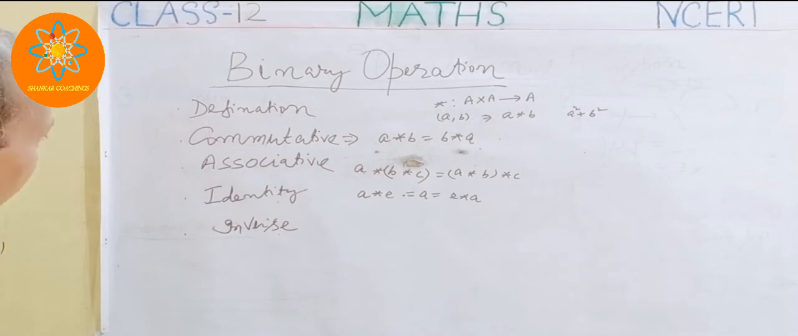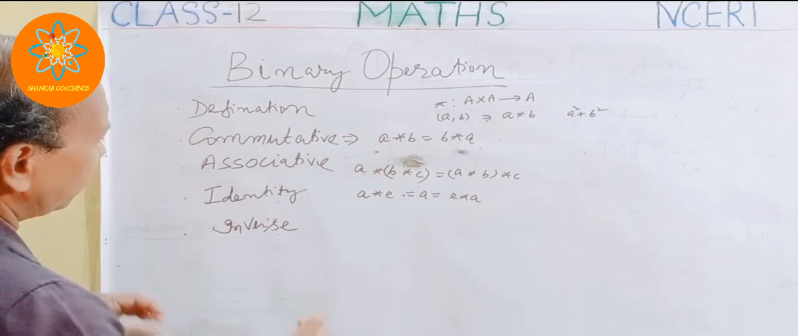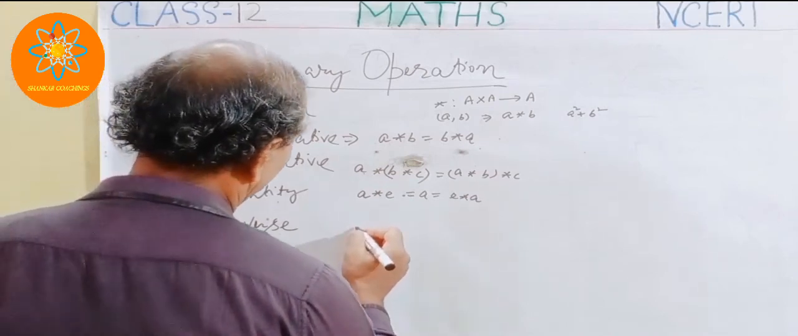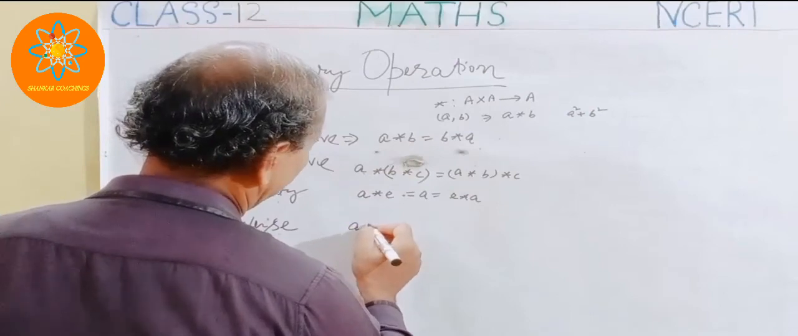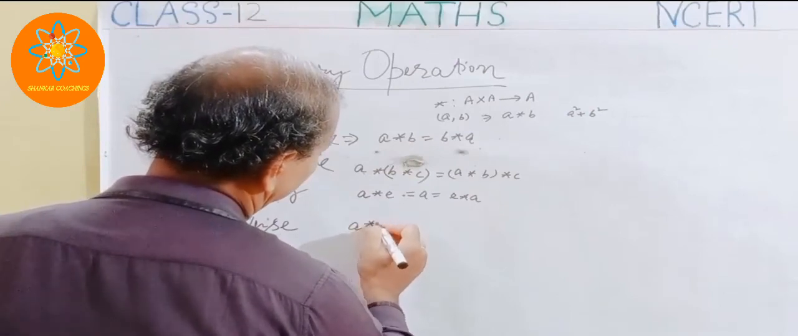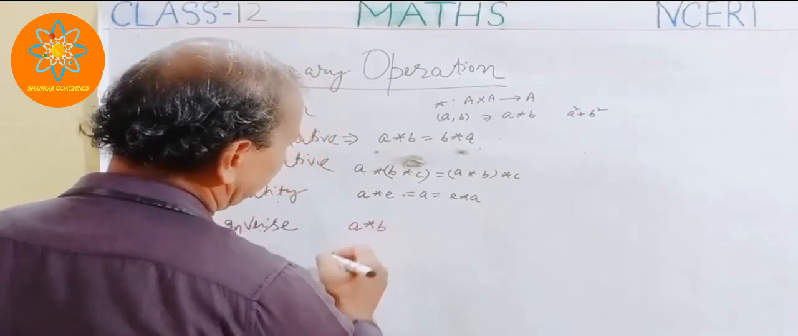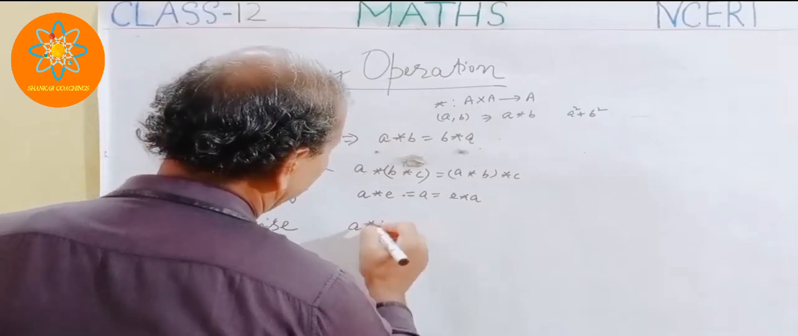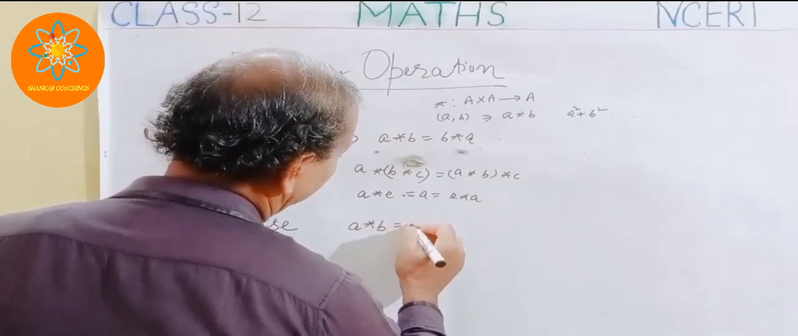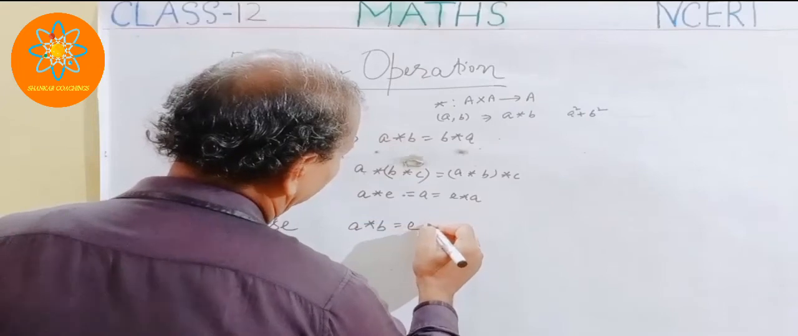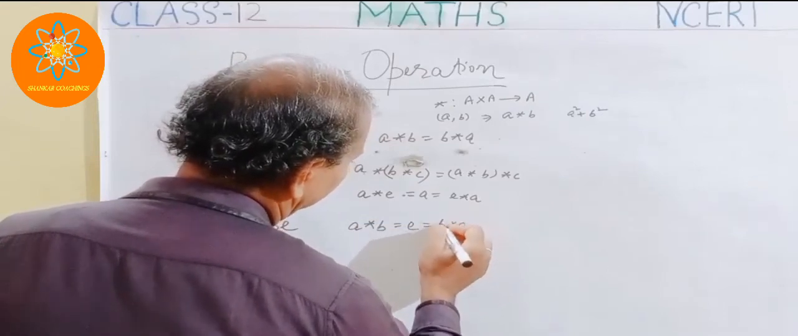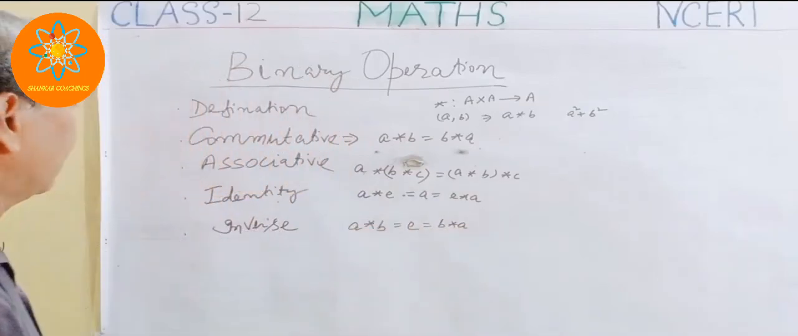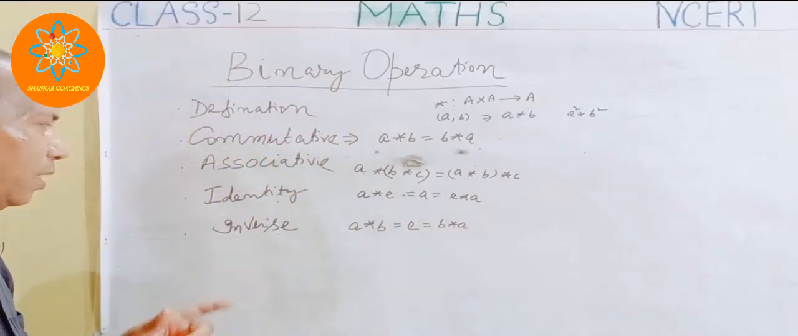Now come to the inverse. Inverse means what? Let's suppose a number A is there, and in the inverse case I have A star B. If I get A star B equal to the identity E, or B star A equal to the identity, in that case it is called the inverse.